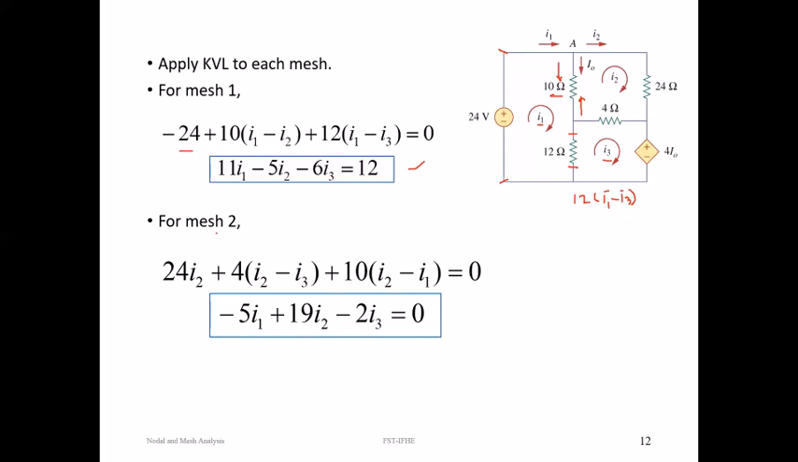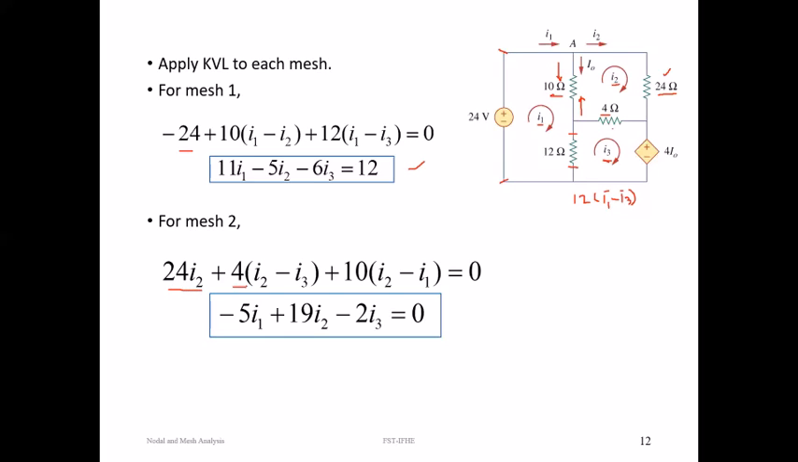Now coming to the second mesh. So apply KVL to the second mesh. The 24 belongs only to the second mesh, so 24 I2. 4 is common between I2 and I3, so plus 4 into I2 minus I3. And 10 is common between the second mesh and first mesh, so 10 into I2 minus I1.